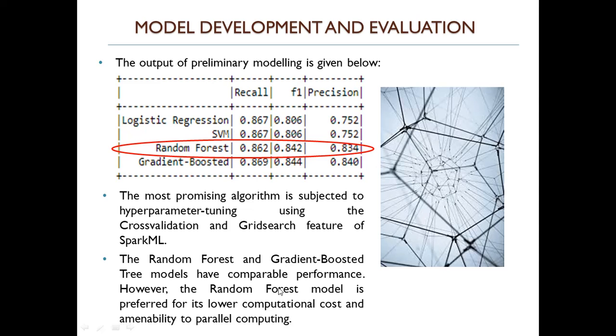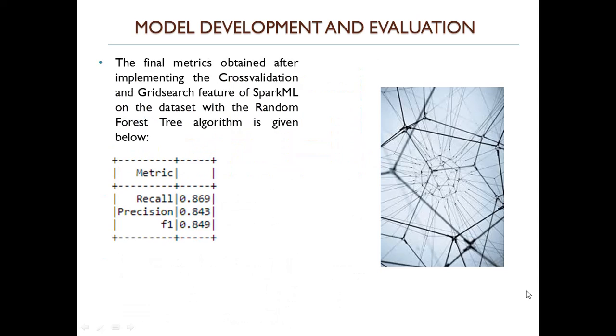So random forest, being the most promising algorithm, is subsequently subjected to hyperparameter tuning using the cross-validation and grid search feature of the Spark ML library. The final metrics obtained after we implement the hyperparameter optimization with the random forest algorithm are shown. The F1 measure is 0.849, which is not outstanding, but decent.